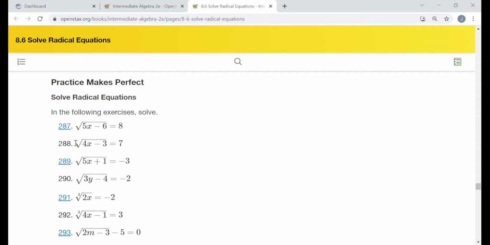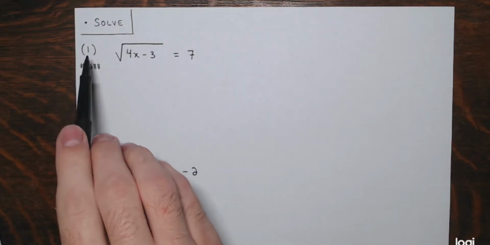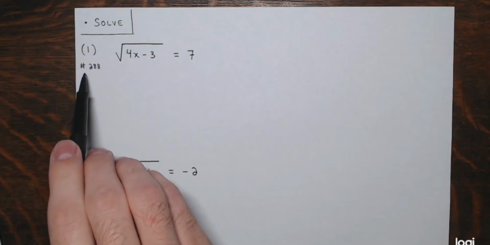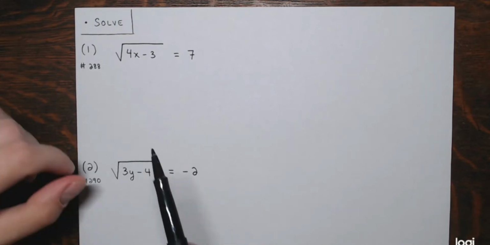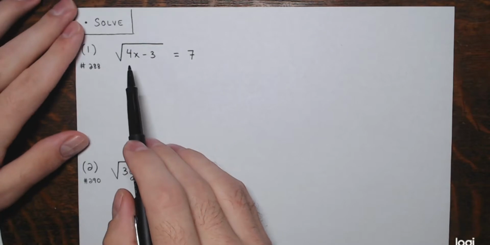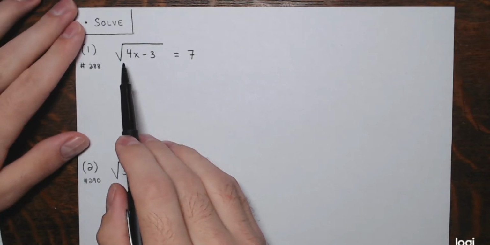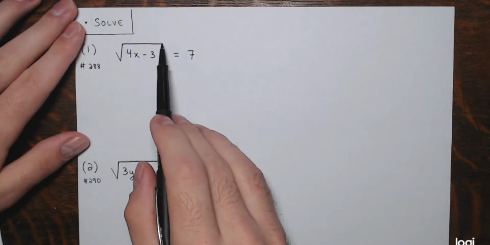Alright, so the first question I'm going to do is exercise 288. Got that written out here. So you see example 1, then underneath I have written number 288. Okay, so we're solving what are called radical equations. The reason they're called radical equations is because we have an expression with a variable in a radical symbol, right inside a root.